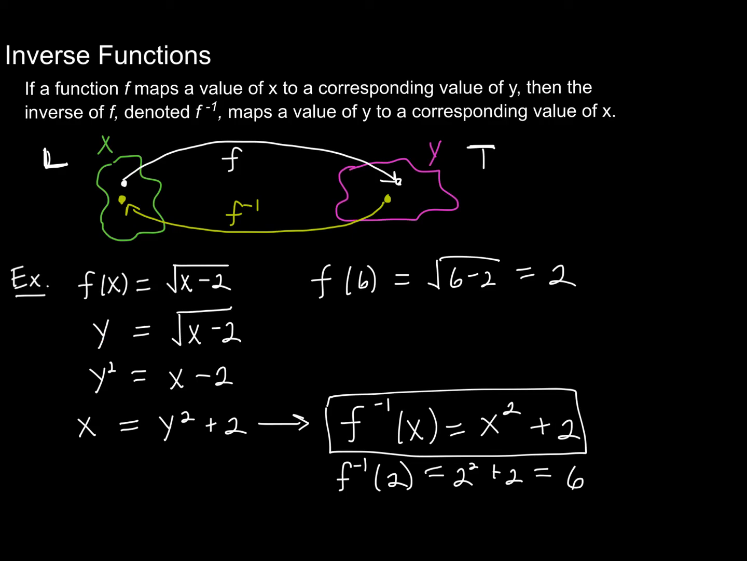Then I replaced my function notation with an output variable. So if I have f of x, I replaced it with y so that I could more easily solve for x. I'm switching the roles of the two variables. Once I've solved for x, I then have my inverse function. I just want to rewrite it using inverse function notation. So what I did was I rewrote the input variable as x and used inverse function notation to denote that that was the inverse of my original function.